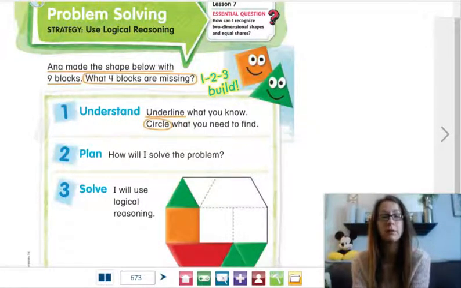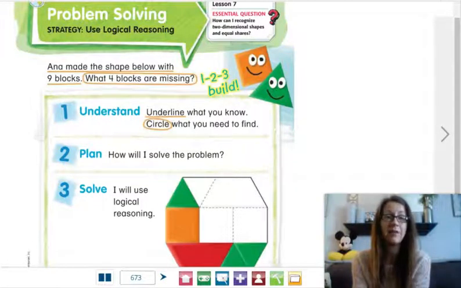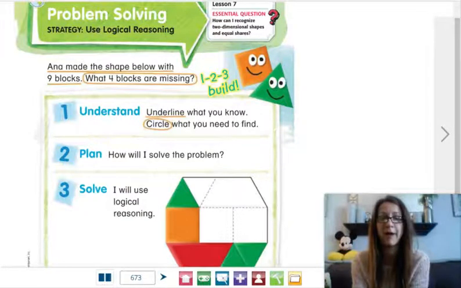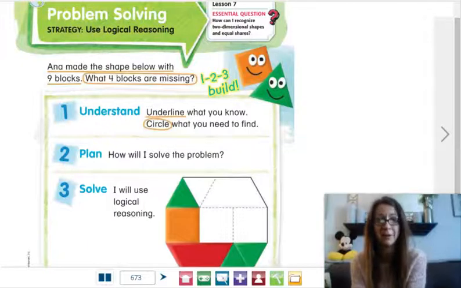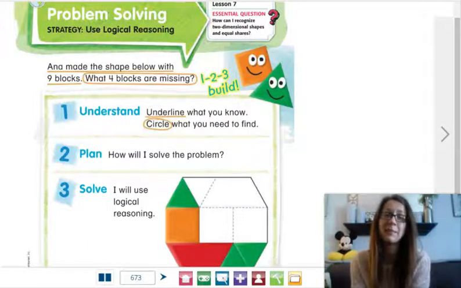So what we're going to be doing is we're going to be reading a word problem, then we're going to be looking at a composite two-dimensional shape and seeing how we can fill in the missing parts of this shape with two-dimensional shapes that are going to fit inside of the missing parts. This is very similar to what we were doing with learning about composite shapes, except this time we have a word problem attached to it. So we're going to do an example together first.